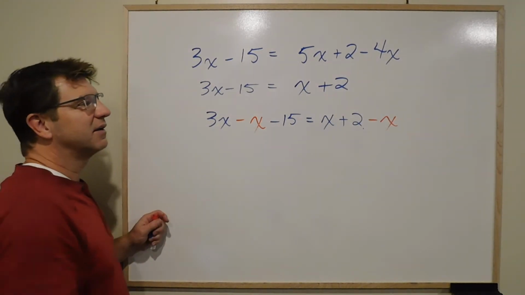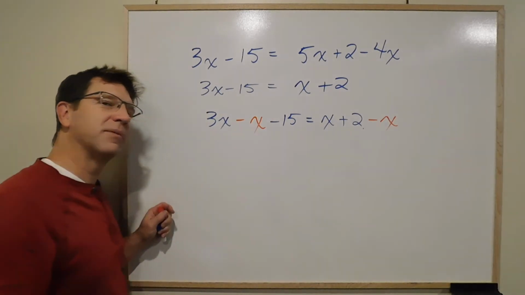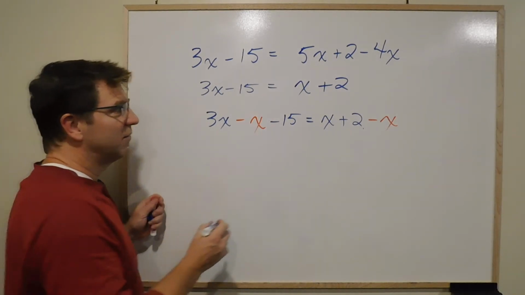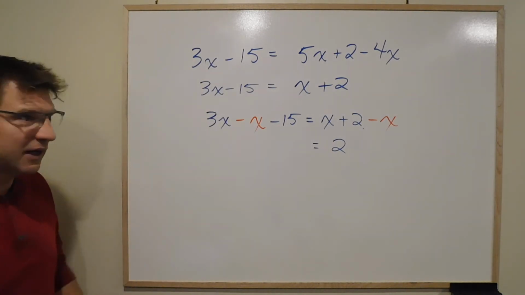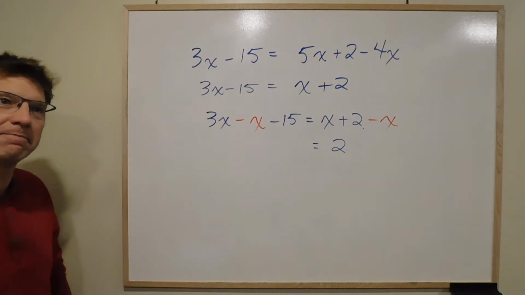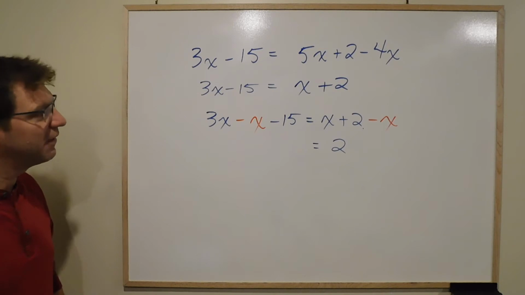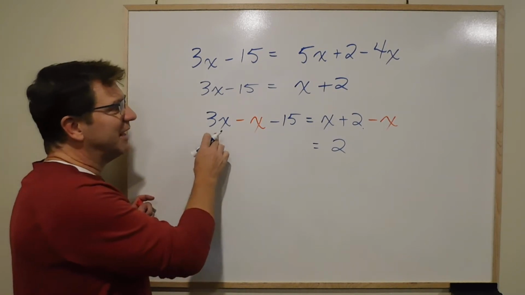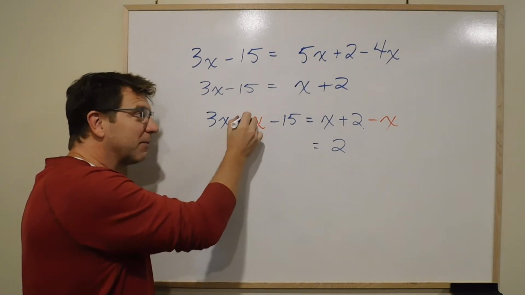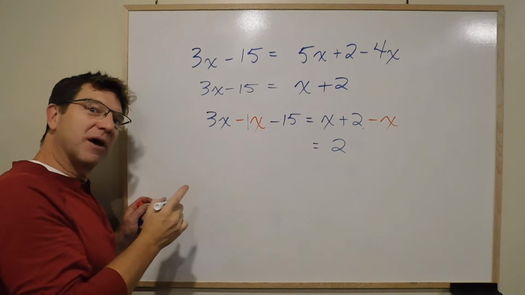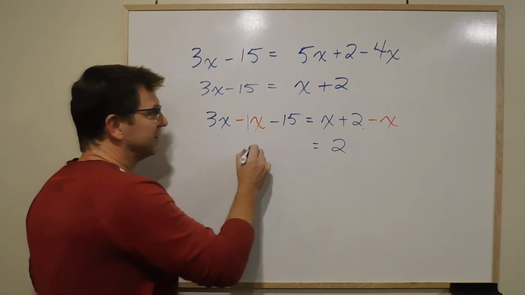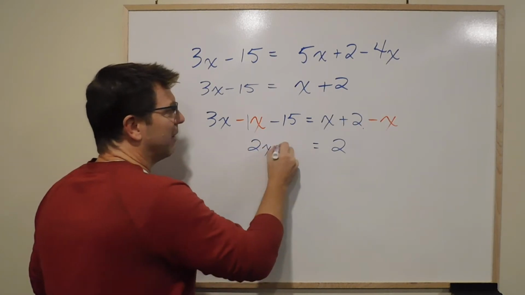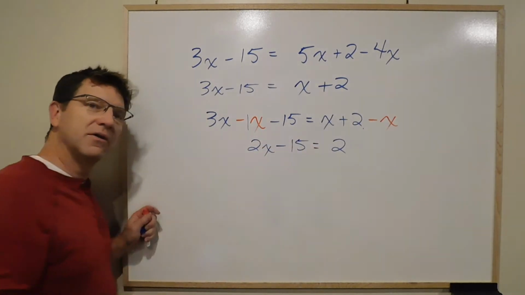Why did I do that? Well, what is x minus x? X minus x is nothing, right? Which leaves me with just 2 on this side. Which is nice because I just want the numbers on that side. Now, on this side though, I have 3x minus 1x. Remember, this is a 1x. 3x minus 1x. If I have 3x, I take an x away. I have 2x. And minus 15. Okay, so we're getting closer.